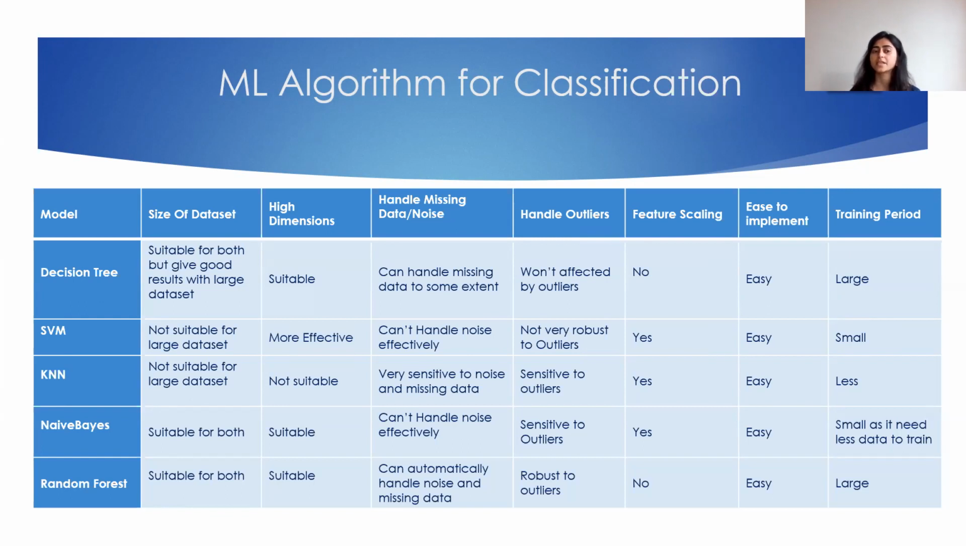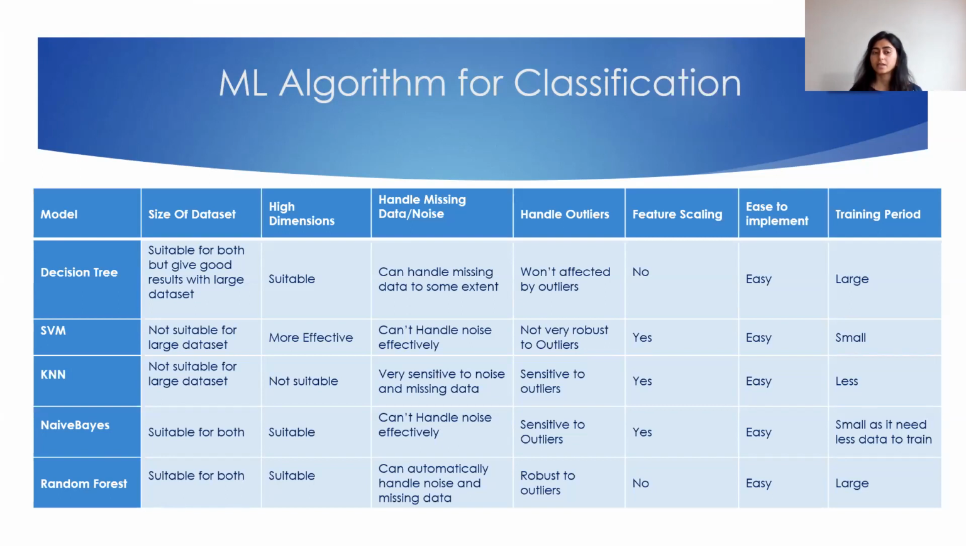Next is SVM. SVM is not very suitable for a large data set, but it is very much suitable for high dimensions. It cannot handle the noise and the outliers. Why? Because the SVM has the hyperplane, and if we have outliers or noise, the hyperplane will change accordingly. It needs feature scaling, is very easy to implement, and the training period is very small.